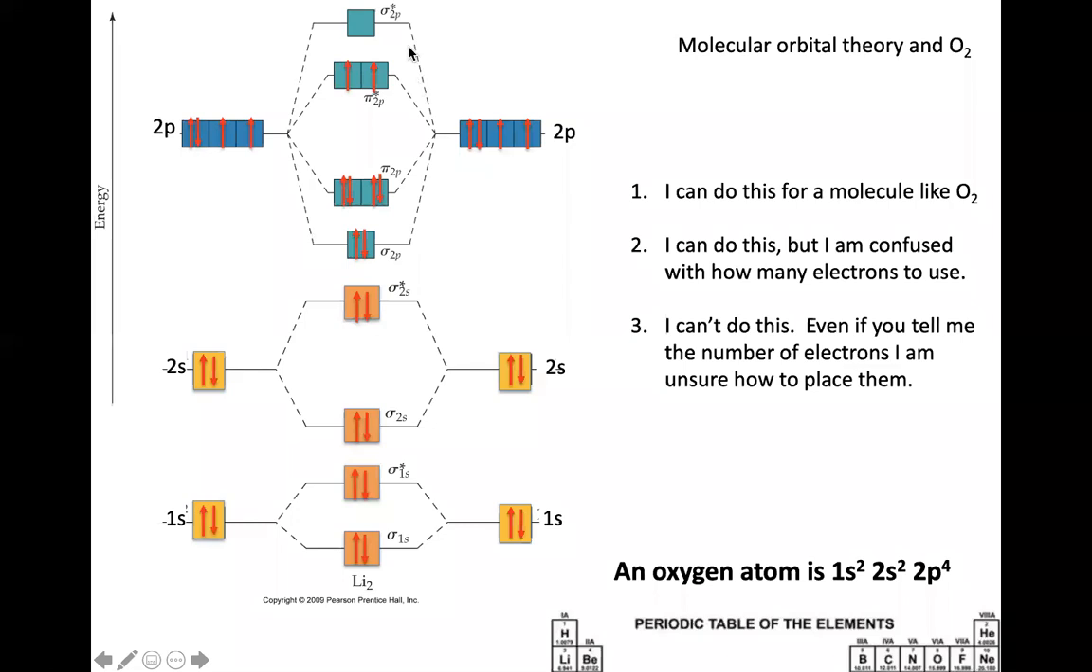So I'm curious within here. Give me some feedback. Could you have done this for O2? Could you have done this, but you're not sure exactly how many electrons to use? Or you're still struggling to do this? Even if I told you how many electrons, you'd probably struggle with it. So if you're analyzing and you're working here for O2, where do you stand? 1, 2, or 3? Do you think you could do it? Do you think you can do it, but you're still a little bit struggling with the number of electrons? Or even if I told you the number of electrons, you still have issues with it?